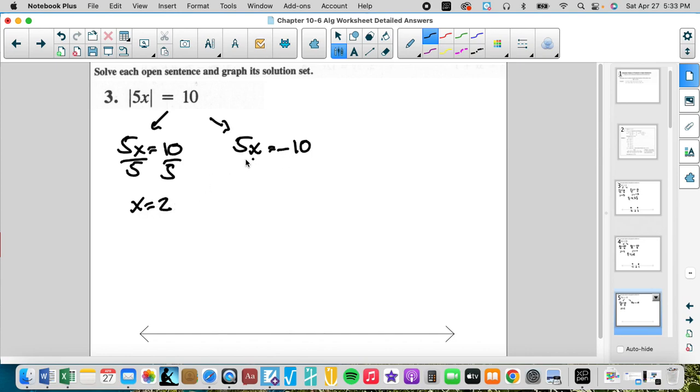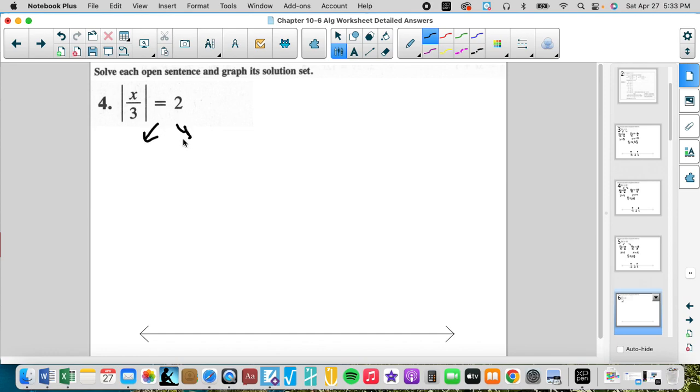X equals 2, divide by 5, divide by 5, x equals -2. So my solutions are -2, 2. If we were going to write it in a solution set, we always write our solutions in numerical order. The number line looks like this, and then we have two dots over those two solutions, representing true values, or values that, when plugged in, would make a true statement.